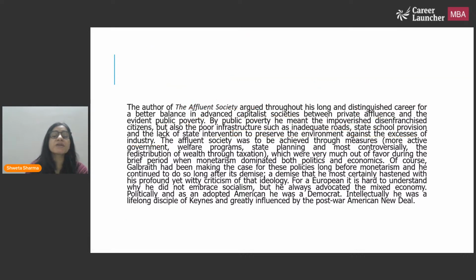But here, what is being referred to is that by public poverty, he meant the impoverished, disenfranchised citizens, but also the poor infrastructure, such as inadequate roads, state school provision, and the lack of state intervention to preserve the environment against the excess of industry. The affluent society was to be achieved through measures such as more active government welfare programs, state planning, and most controversially, redistribution of wealth through taxation. That is what they wanted.